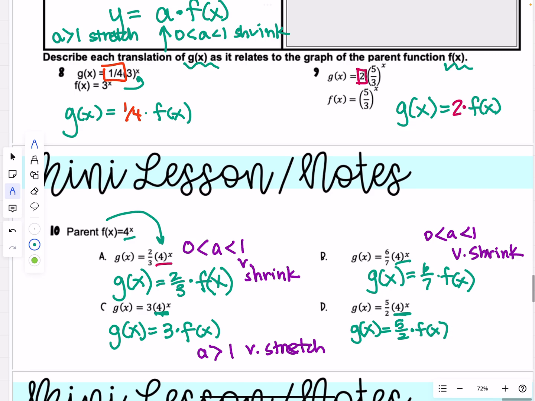And so what's going on? Let's see. A, is that bigger than 1 or less than 1? This is bigger than 1. A is greater than 1. So we have a vertical stretch.